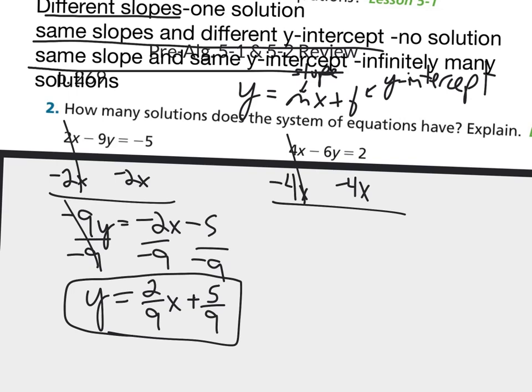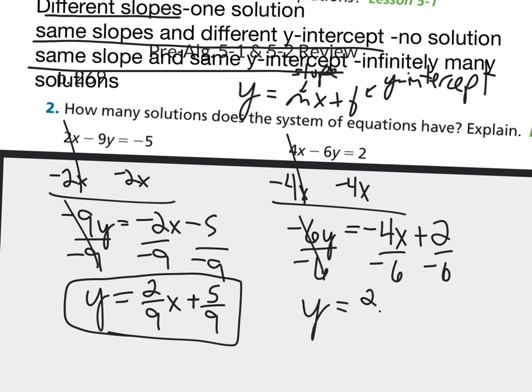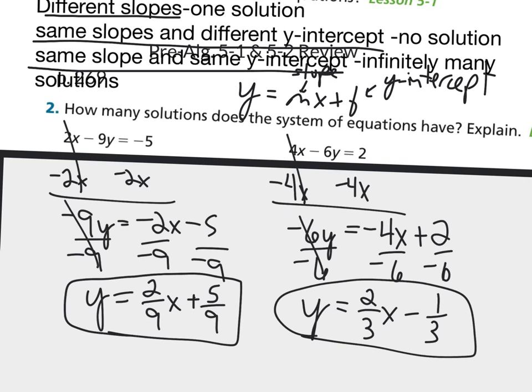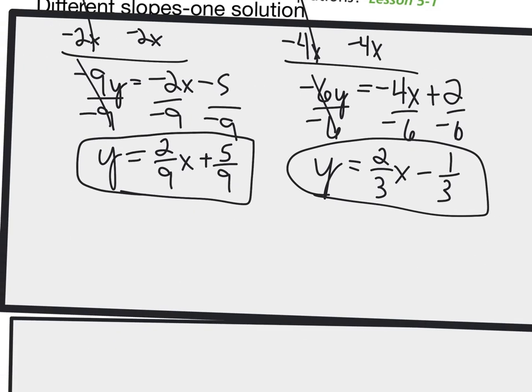On the other equation, we subtract 4x on both sides, and then divide everything by -6. The first fraction we can reduce. We can also reduce the second fraction. And the question is just how many solutions does this have? So they're not actually asking us to figure out what the solution is. If you'll notice here, the slopes are different, and so that means we have one solution.